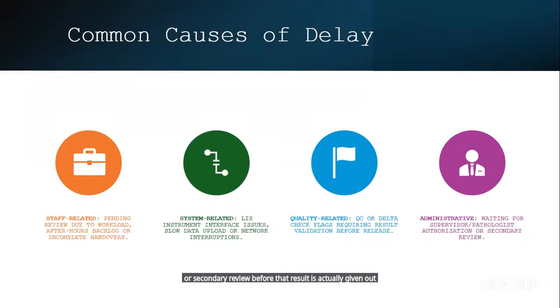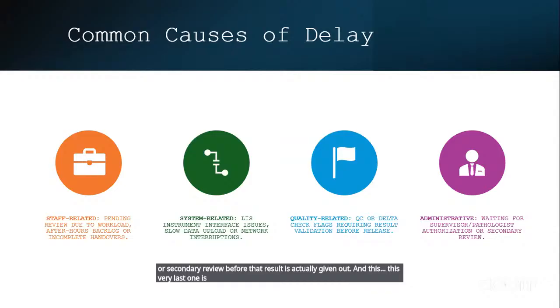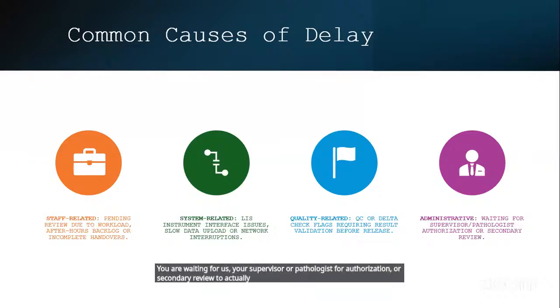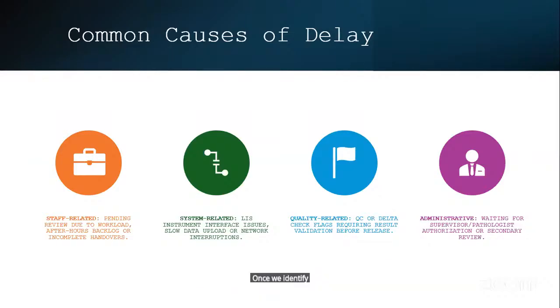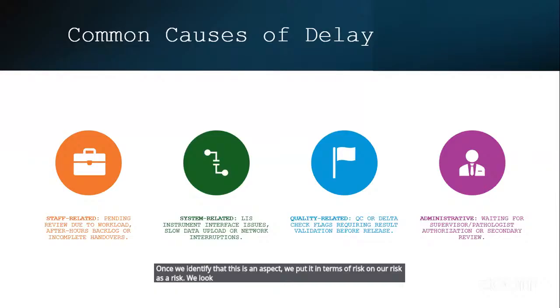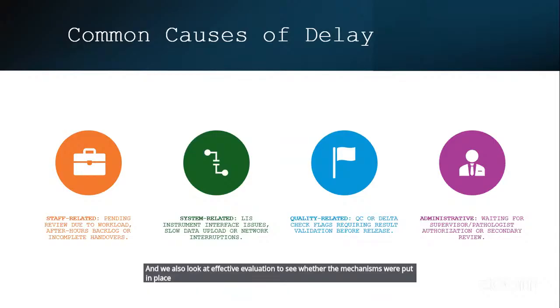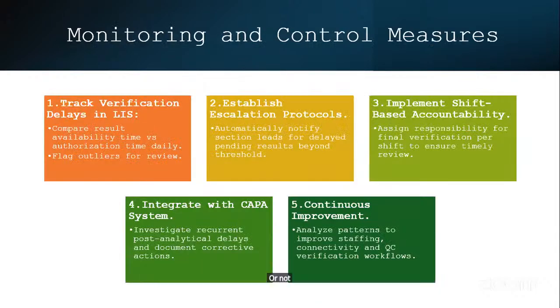And this very last one is actually what hits us the most. You are waiting for your supervisor or pathologist authorization or secondary review to actually have that result reviewed. Once we identify that this is an aspect, we put it in terms of risk on our risk register. As a risk, we look at an effective mitigation plan, and we also look at effective evaluation to see whether the mechanisms we have put in place are actually functional or not. So how do we monitor and control these aspects?